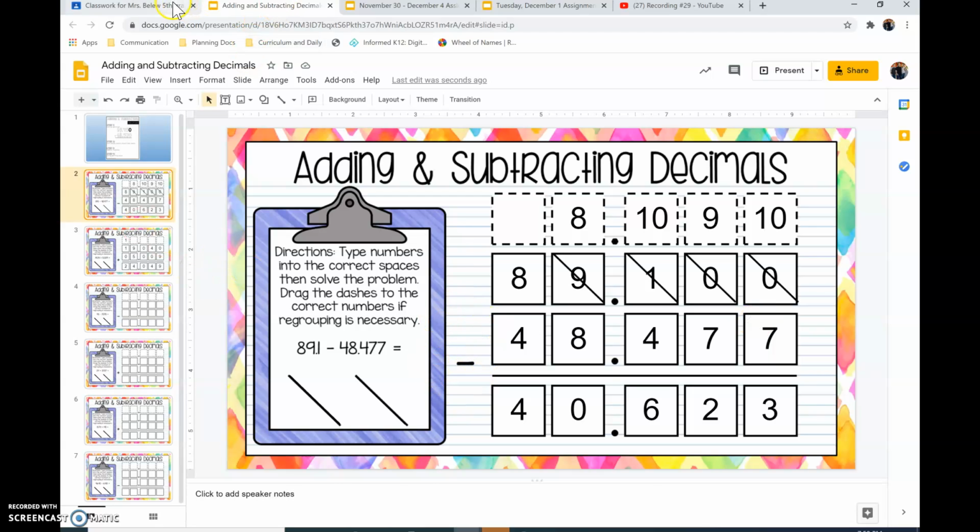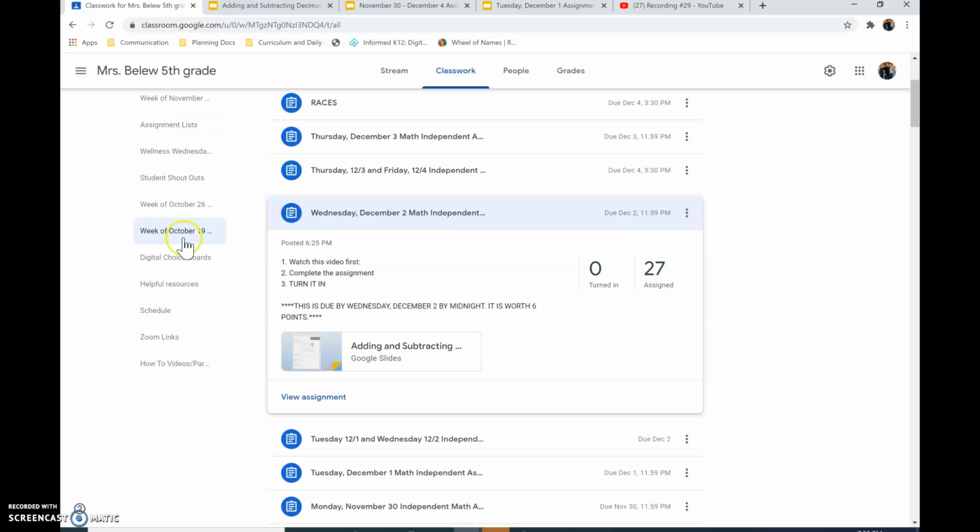When you're done with this, you're going to come back to the assignment. You're going to click View Assignment and turn it in. Reminder, it is due by Wednesday, December 2nd by midnight, and it is worth 6 points.